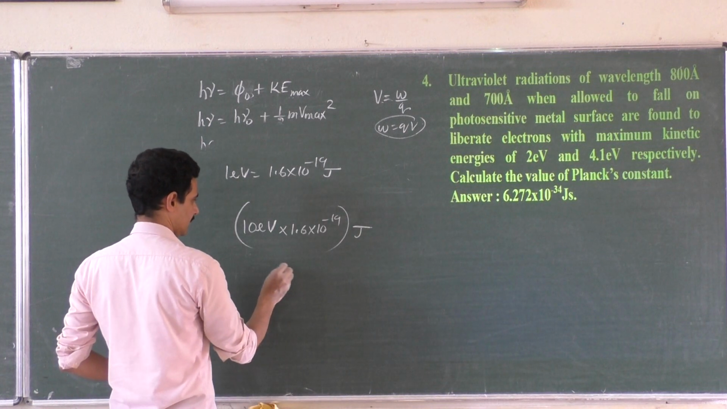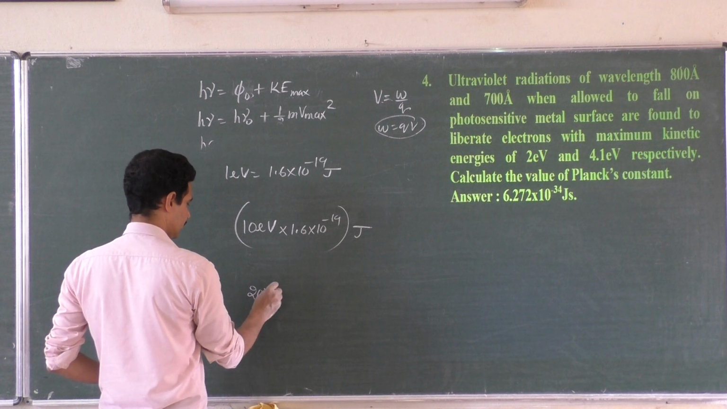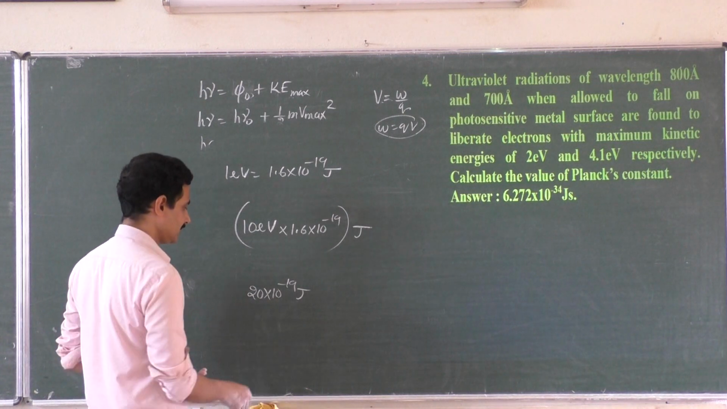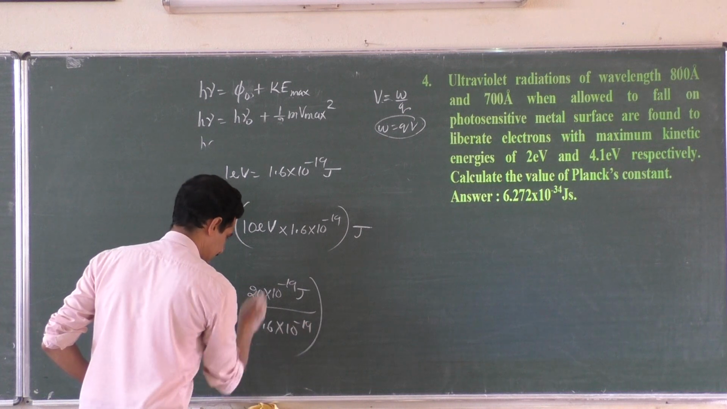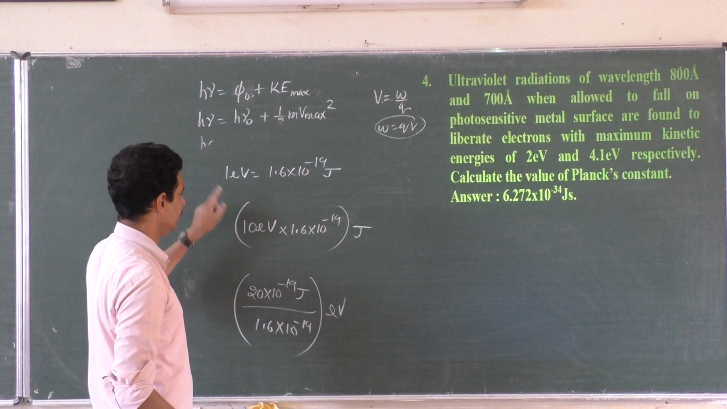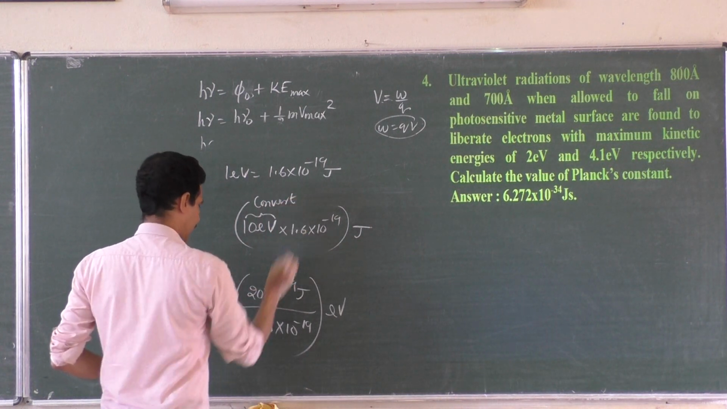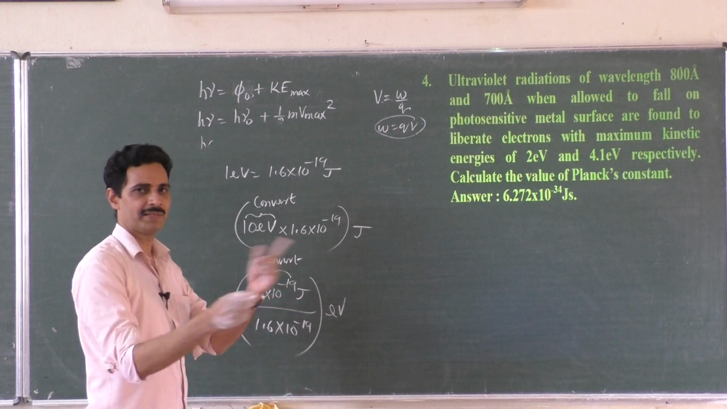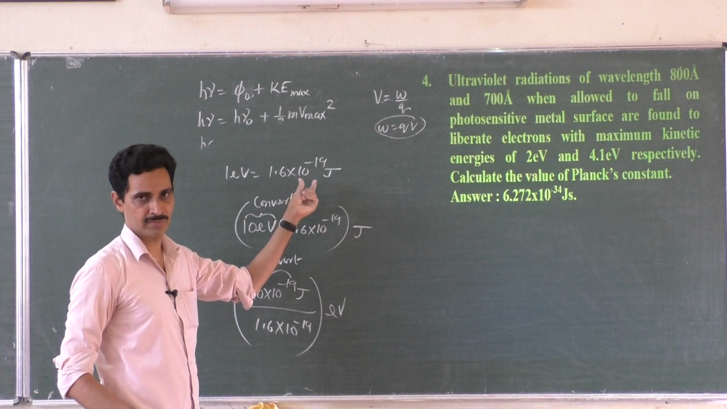Suppose energy is given in joules. For example, say 20 into 10 to the power minus 19 joules of energy is the energy of electron. How much is it in electron volt? Divided by 1.6 into 10 to the power minus 19. That becomes electron volt. How come, sir? Very simple. See, I want to convert this, right? Cross multiplication method. 1 electron volt means 1.6 into 10 to the power minus 19 joules.